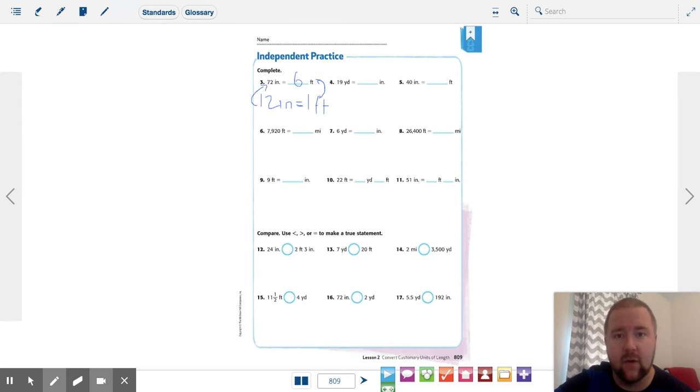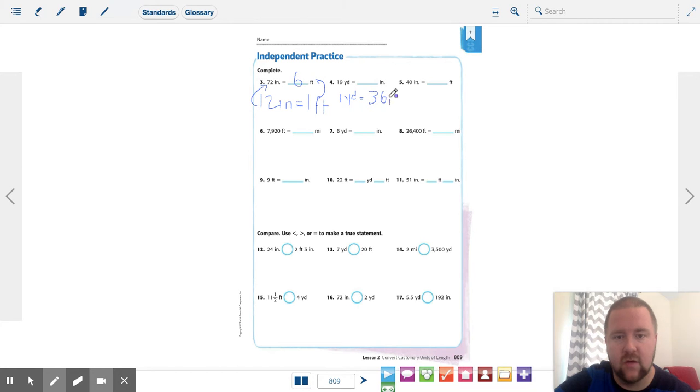Okay, we're going to look at this one example here. We'll do probably 3 or 4 examples today, okay? 19 yards equals how many inches? Well, on the chart that we're given, okay, we know that 1 yard is equal to 36 inches.